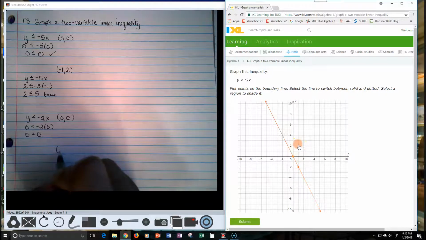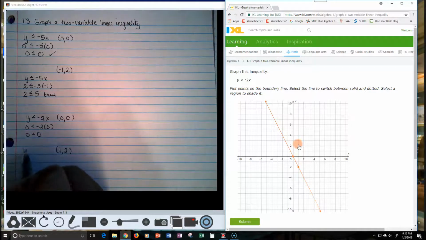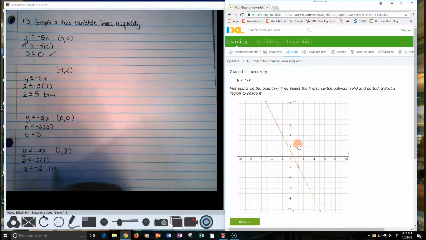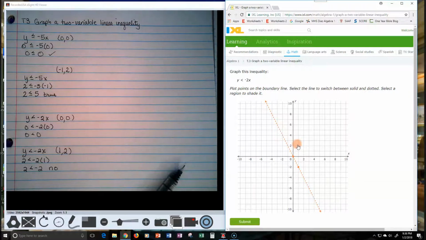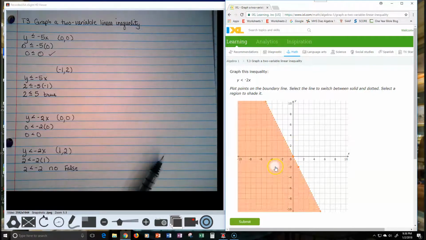So let's test it with ordered pair 1, 2. So we've got y less than -2x. And we've got 2 for y less than -2 times +1. So 2 is less than negative 2 times positive 1, which is negative 2. Is this a true statement? No. So we don't shade this side because this is false. We shade the other side.